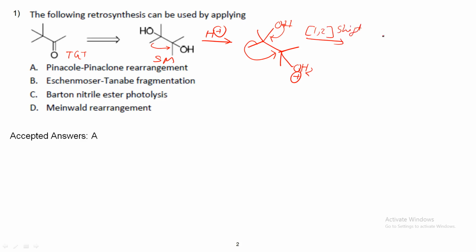which would lead to formation of the keto group here and the tert-butyl group here, which is nothing but our target molecule. So that's how you can easily solve this kind of problem, and so A should be the right answer. So, Eschenmoser-Tanabe fragmentation.